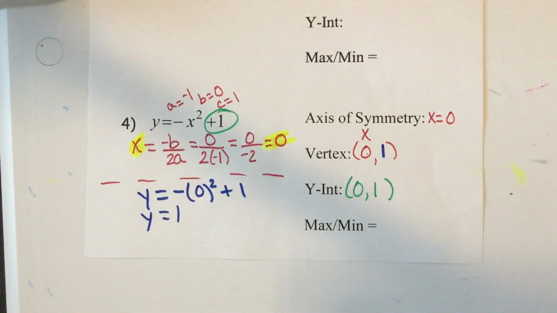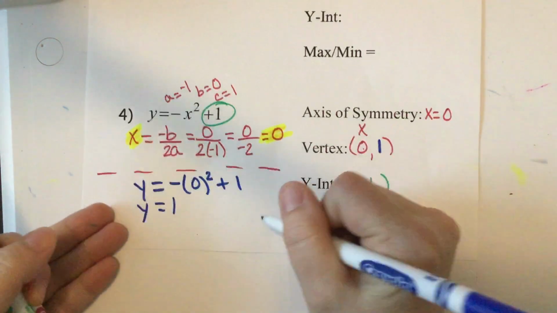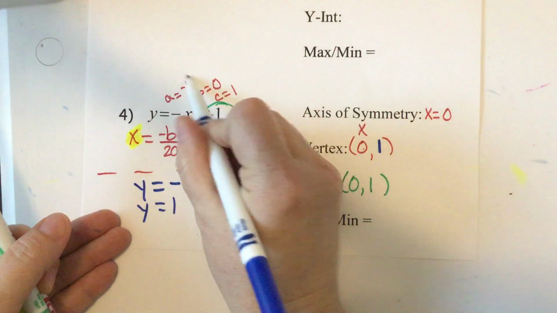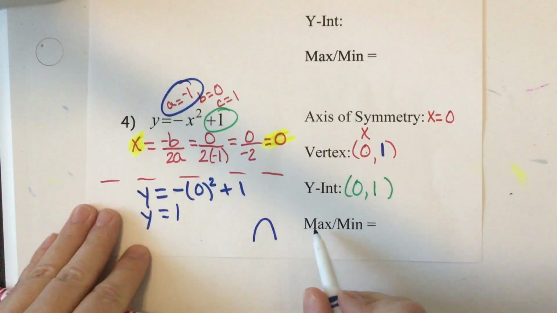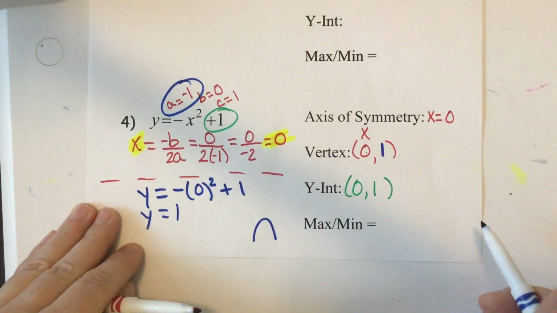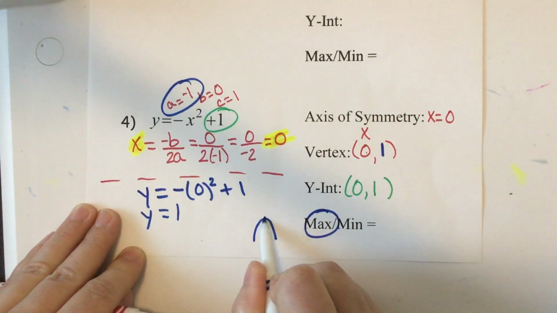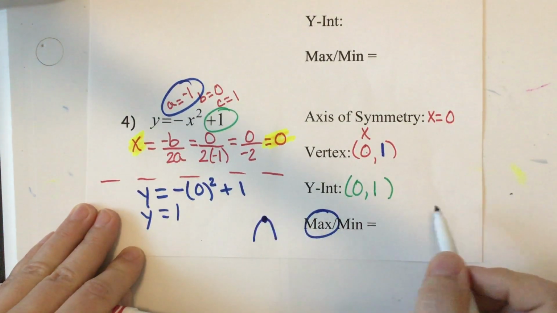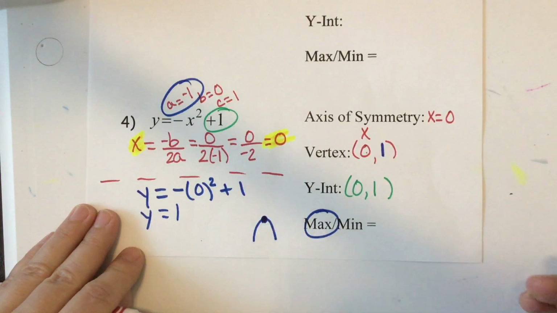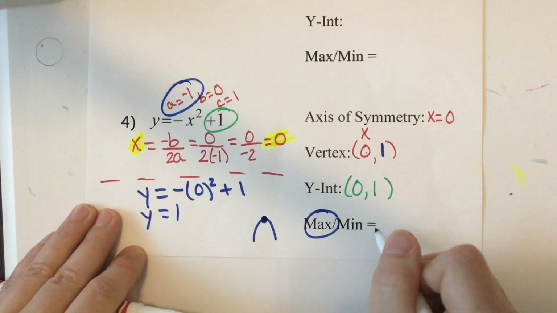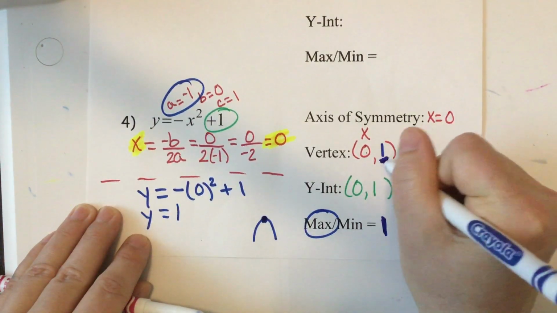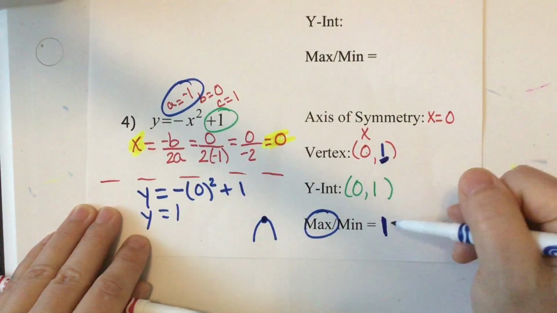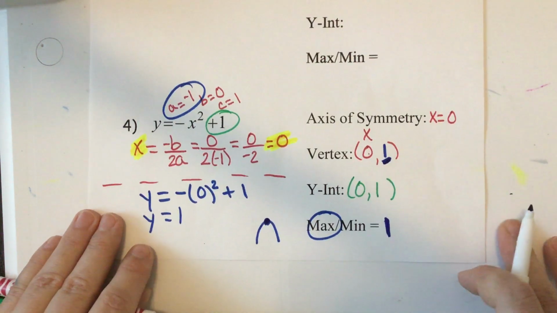Okay, do you think this graph is going to open up or down? It's going to open down. Since our A is a negative number, the graph opens down. So when a graph opens down, do you have a max or a min? You have a max because the vertex is the highest point. And do you know how high that is? It's a 1. Whatever the y-coordinate is to the vertex, that's always your max or min value.